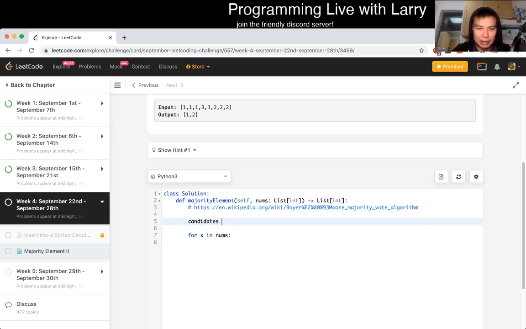So let's say we have candidate 1 is equal to say None, right? Doesn't really matter. Candidate 2 is equal to None, count 1 is equal to 0, count 2 is equal to 0, right? So, okay.